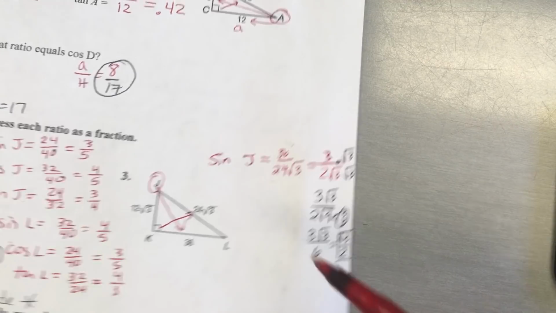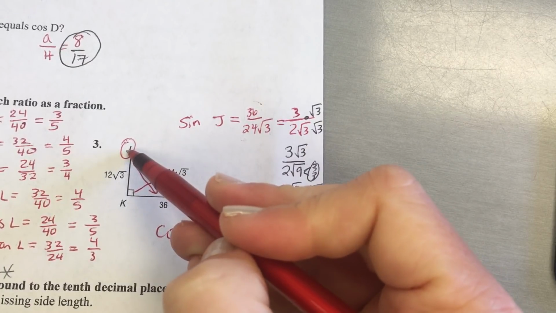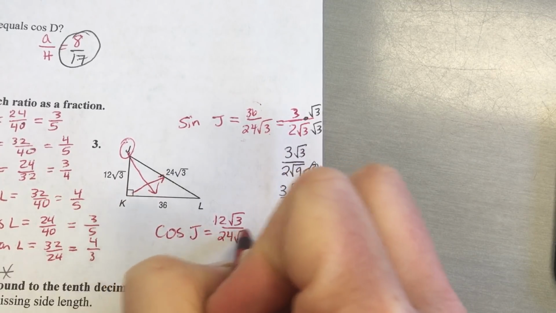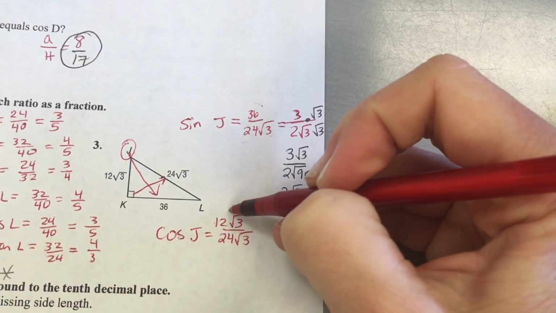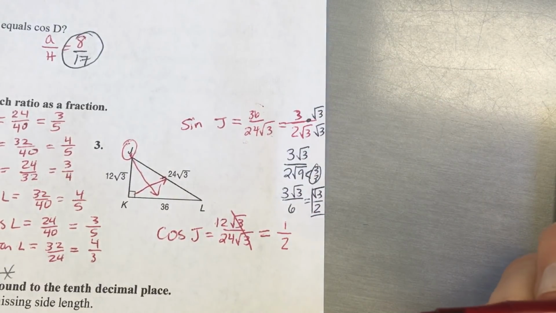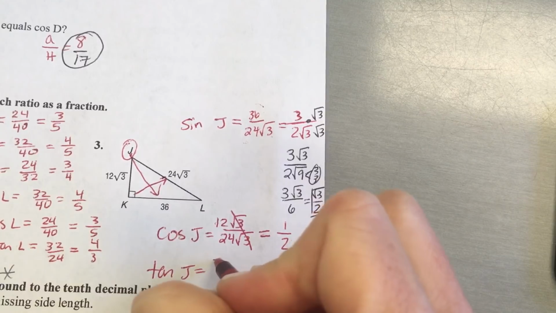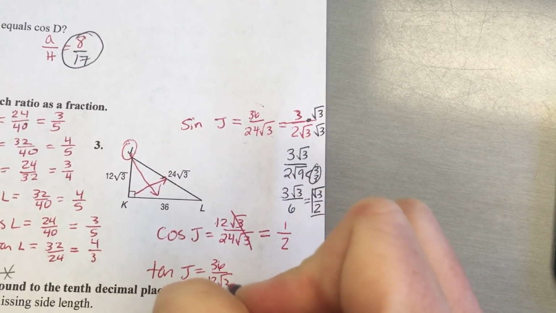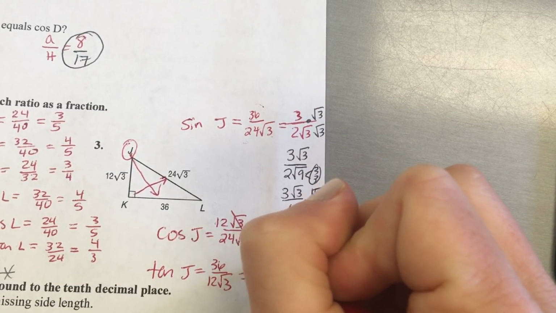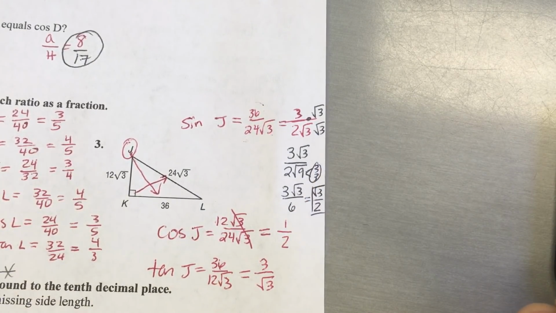Okay? All right, and let's look at cosine J. So here's J. Cosine is adjacent, which is 12 root 3 over hypotenuse, 24 root 3. I do want to show you on this one that the square root 3's cancel, and 12 over 24 reduces to 1 over 2. All right, and then tangent J. Tangent is opposite over adjacent. And for our purposes, you can leave your answer 3 over root 3. If you do 36 divided by 12 in your calculator, you get 3.